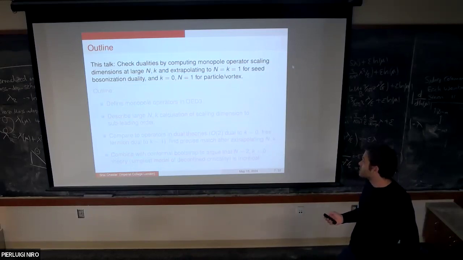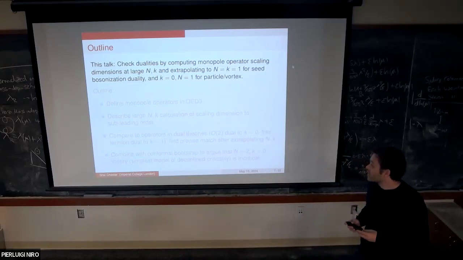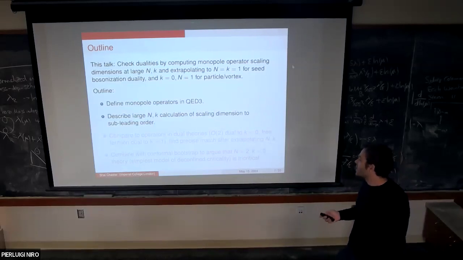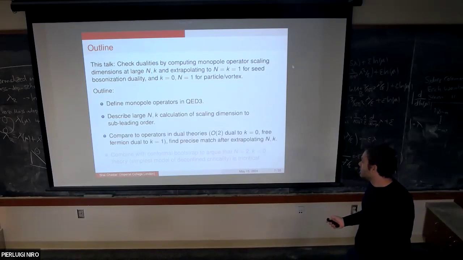large flavor Chern-Simons level expansion, and then extrapolating this down to one flavor. And we will actually find this extrapolation works incredibly well, much more than you would expect. And this is how we get evidence for all of these dualities. So particularly, we're going to start by defining what we mean by monopole operator. Then we're going to describe this large flavor expansion. Then we're going to compare it to operators in the dual theories and find a precise match after extrapolating the flavors as well as the Chern-Simons level.